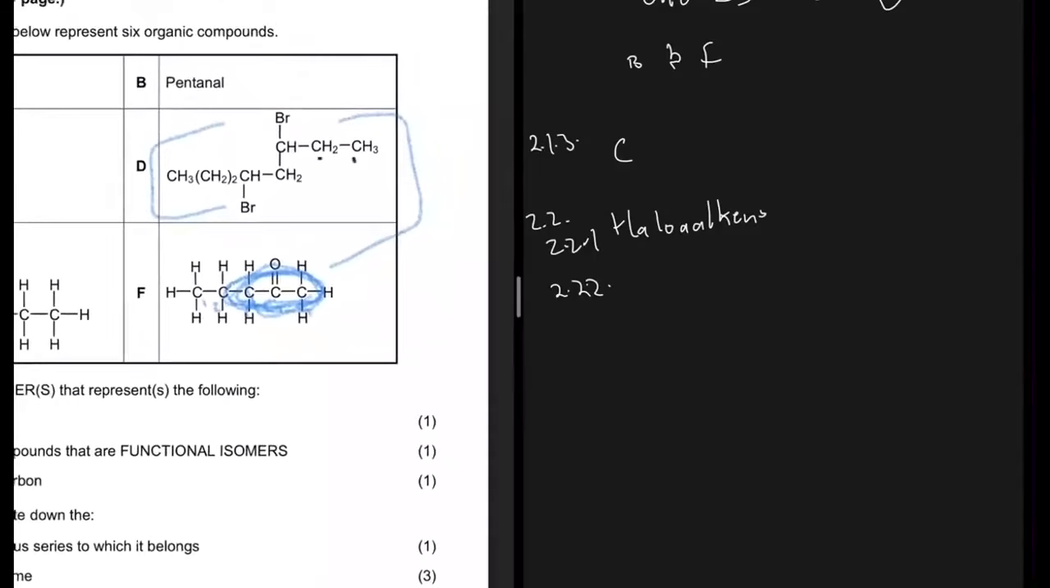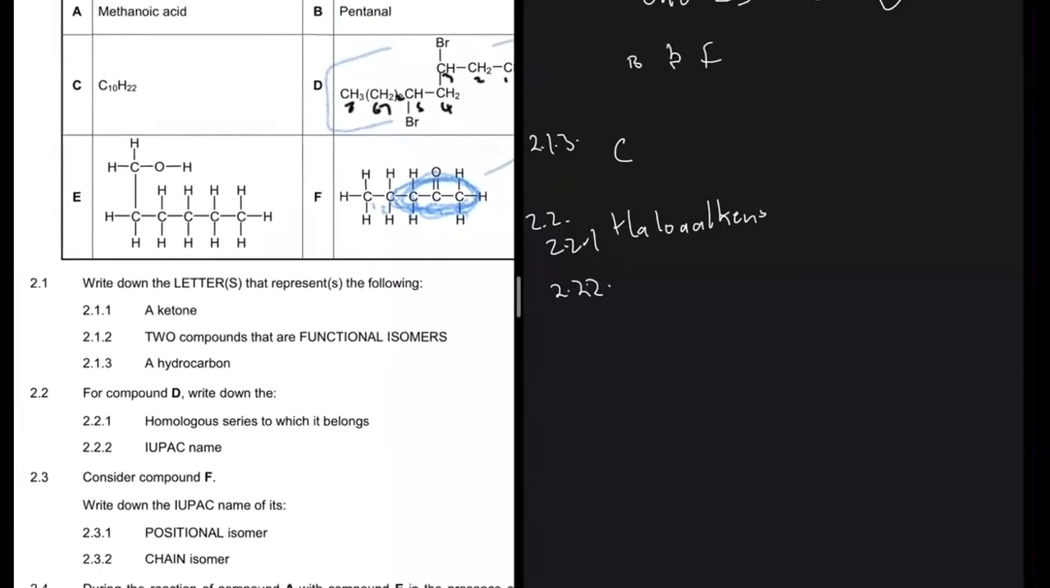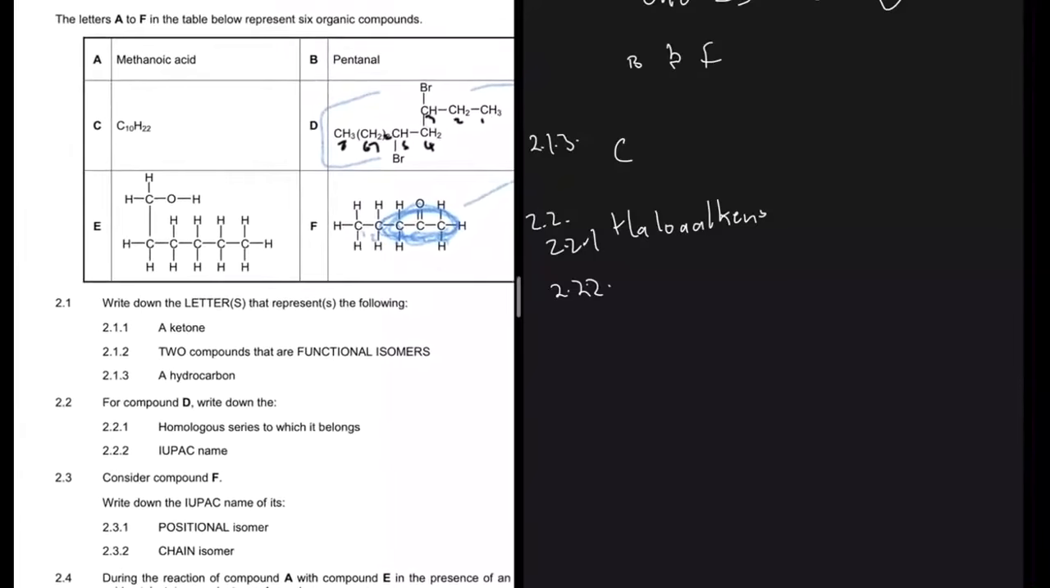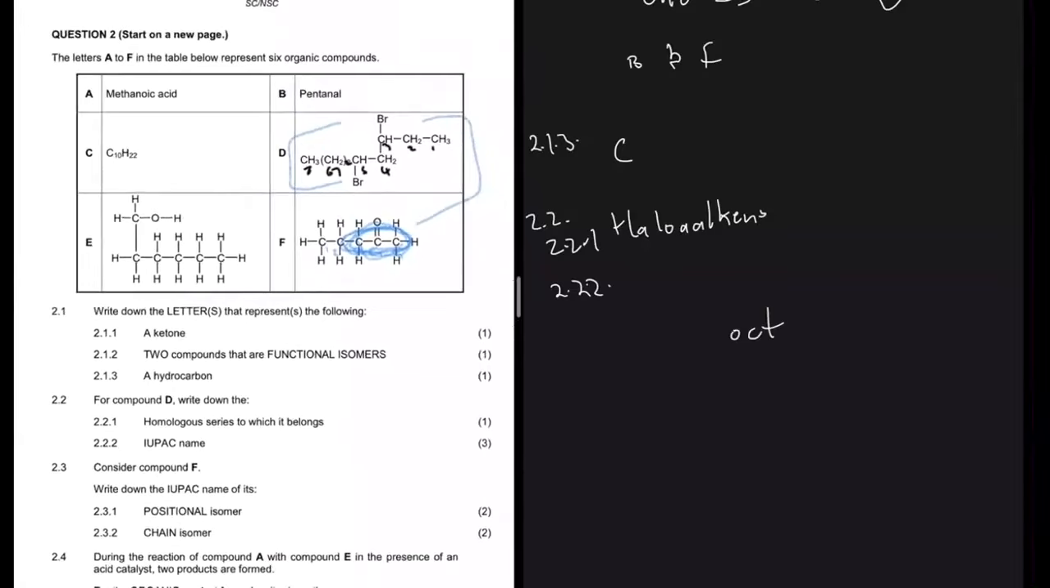So we're going to count the carbons. We have 1, 2, 3, 4, 5, 6, 7. We have these 2 here on the outside, and then 8, right? So as soon as we get 8, we know that is going to be oct. So we have oct, and then it's a haloalkane, so it's just going to be octane.